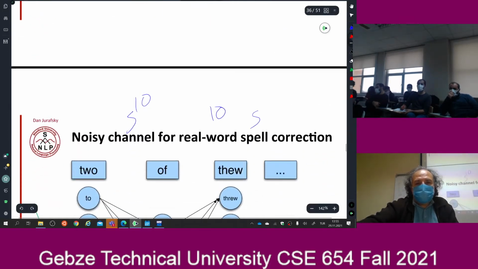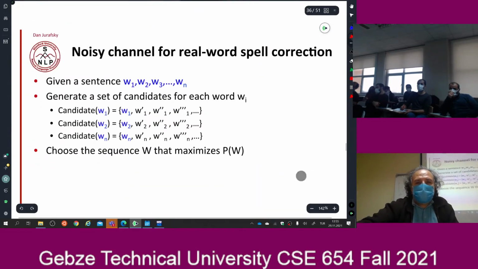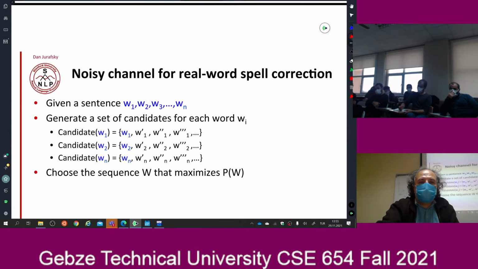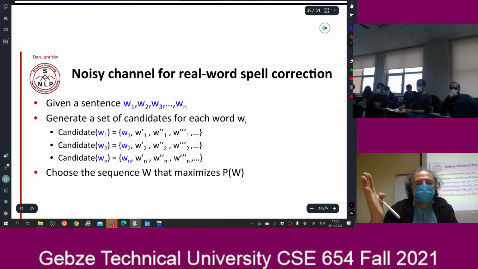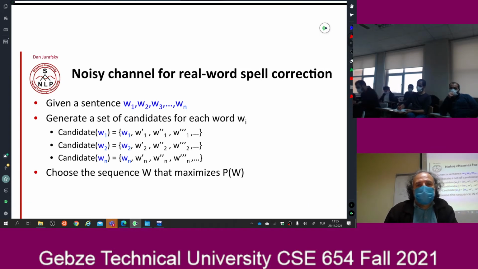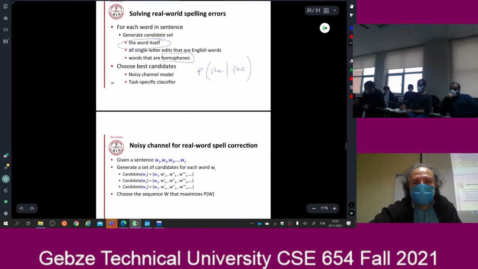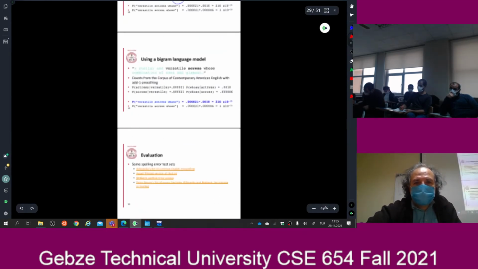The algorithm is this. For each word, come up with candidate words. "Be" itself is a candidate word. "By" is another candidate word. I cannot come up with another word. So many candidate words, even for the correctly typed words, and run it through your algorithm. What is our algorithm? Let's go back to the original stuff.